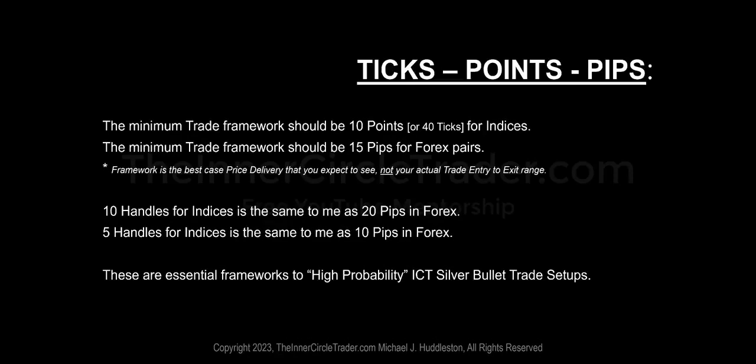All right, before I get into it, let's discuss ticks, points, and pips, and the relationship of Forex to futures. For an ICT Silver Bullet trade, the minimum trade framework should be 10 points or 40 ticks for index futures or indices. The minimum trade framework should be 15 pips for Forex pairs for Forex traders.